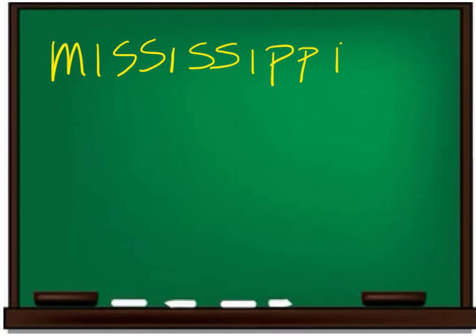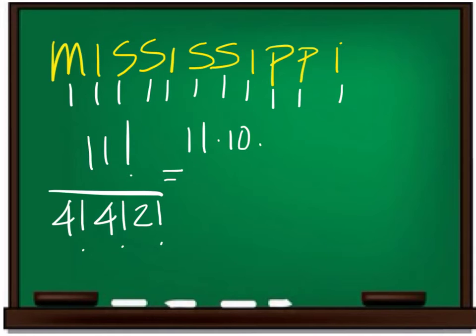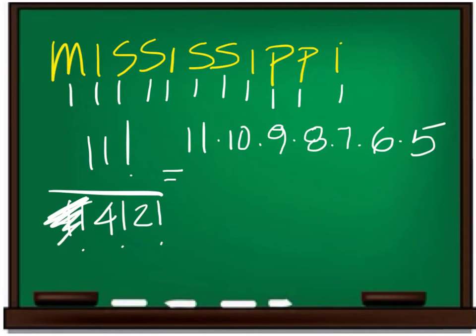On this problem, we have 1, 2, 3, 4, 5, 6, 7, 8, 9, 10, 11 letters total, and then we have the S that repeats 4 times, and we have the I that repeats 4 times, and we have 2 P's in there that repeat twice. We could have 11 times 10 times 9 times 8 times 7 times 6 and then times 5, and that would cancel that out on the bottom.